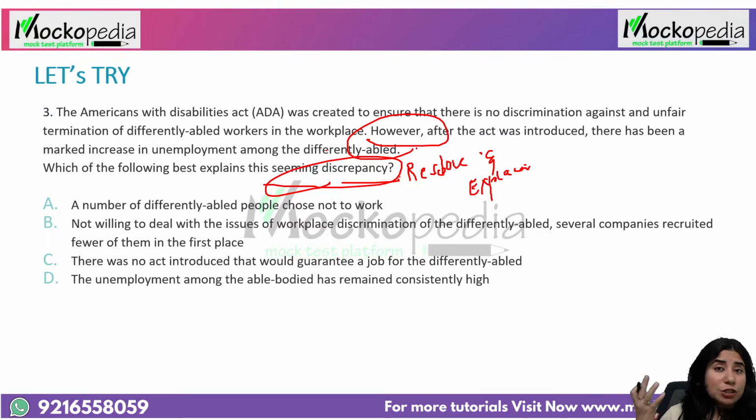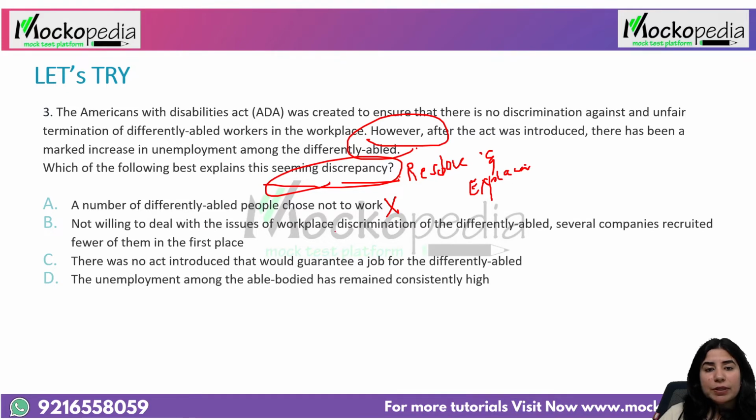Rather, if the situation becomes feasible, there should be more people who would be happily working. But it has not happened. The unemployment rate has increased. So let's understand what can be a possible reason for the same. A number of differently abled people chose not to work, so that will not come under unemployment, right? And then we are not able to understand how the act played a role. So any answer choice should try to deal with both the aspects of the discussion.